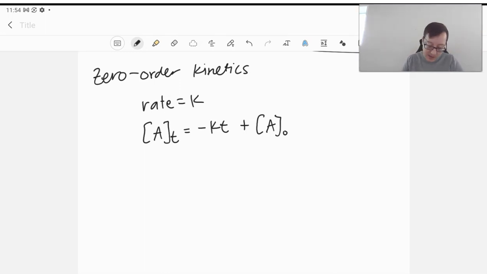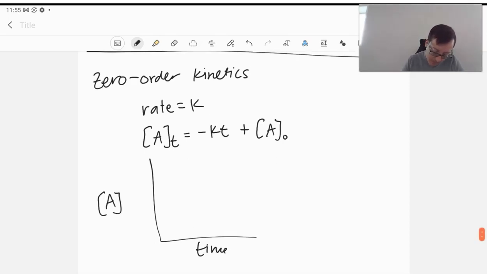And graphically speaking, that means that if we plot the concentration of A over time, you should get a line, something linear. So this is the easiest one. It's a constant decline in concentration. If we try the same numbers from before, it should work, but we'll find out.